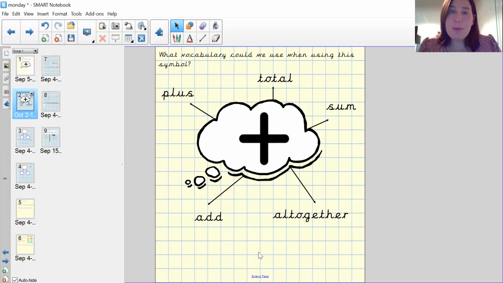So well done if you've got some of these at home. So this symbol means plus, total, sum, add, and that's one we use quite often in class, isn't it? And we use all together. So you might be asked, how many are there all together? Which means we will need to add them.